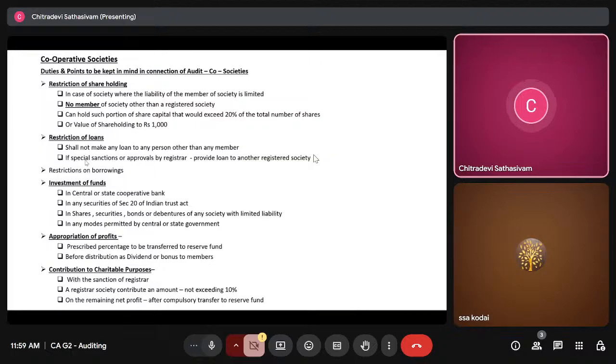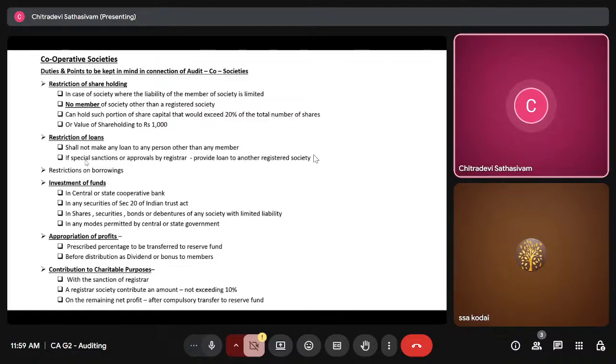Okay, but the question is, can they make a loan with the approval to another person? No. Only if the registrar approves or sanctions them, they can make a loan to another society only. That too to a registered society, not to an unregistered society. In the 2 mark question they will twist you. A loan has been given to an unregistered society, but a special sanction has been given. Like this it can come.